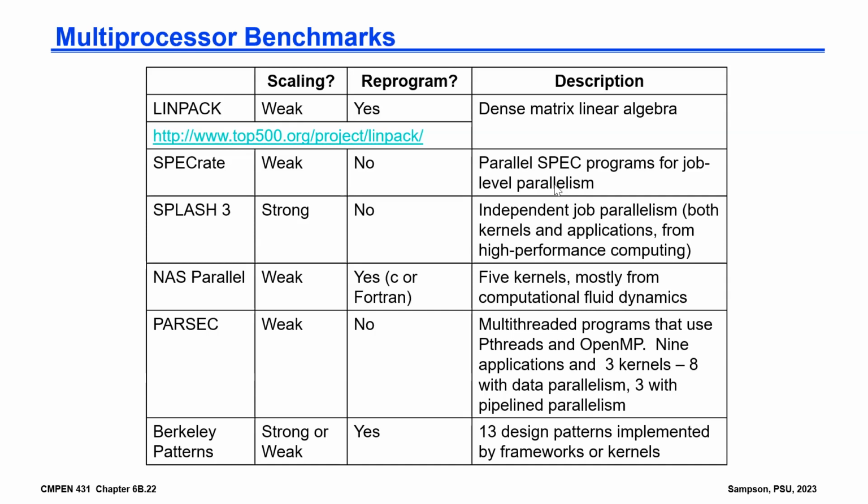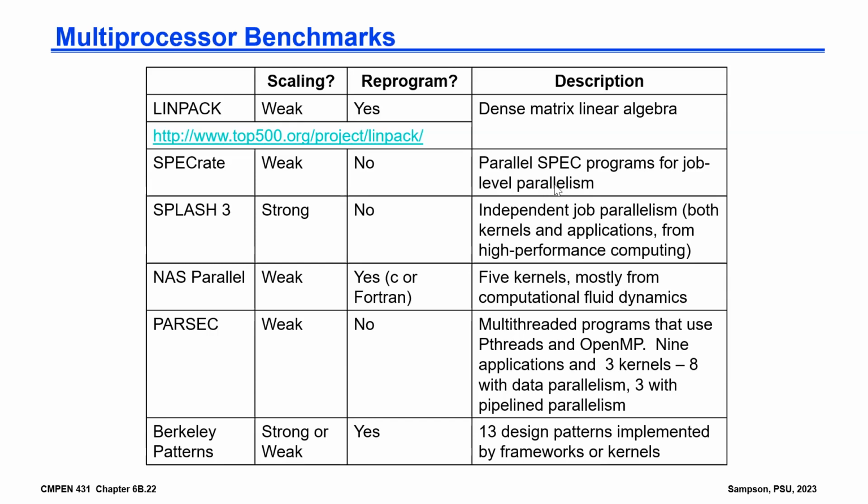SPECrate is job level parallelism, so it's fairly coarse grained, running lots of independent tasks. Splash-3 is a set of kernels and a few applications which are related to certain things in high performance computing. This is mostly fluid dynamics. PARSEC is an interesting one. This is really only for shared memory models. It's designed for when we started to get to chip multiprocessors.